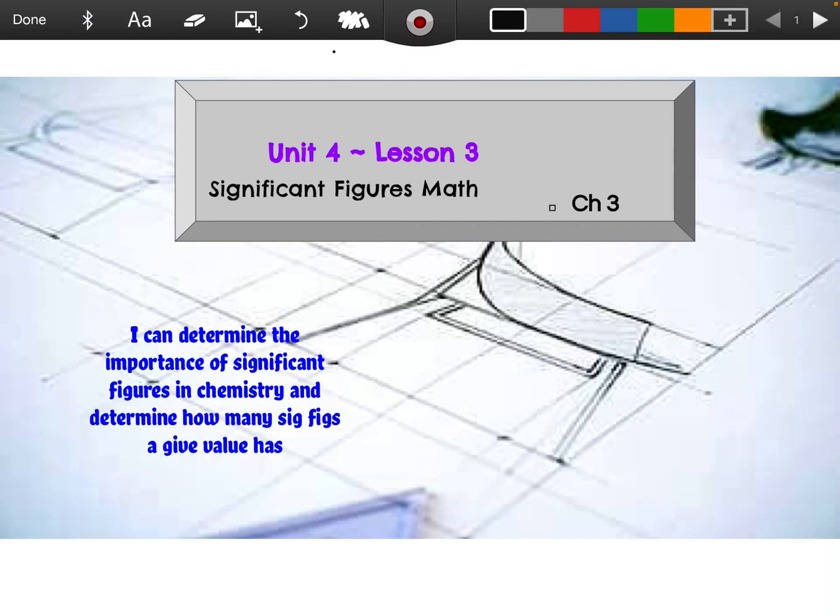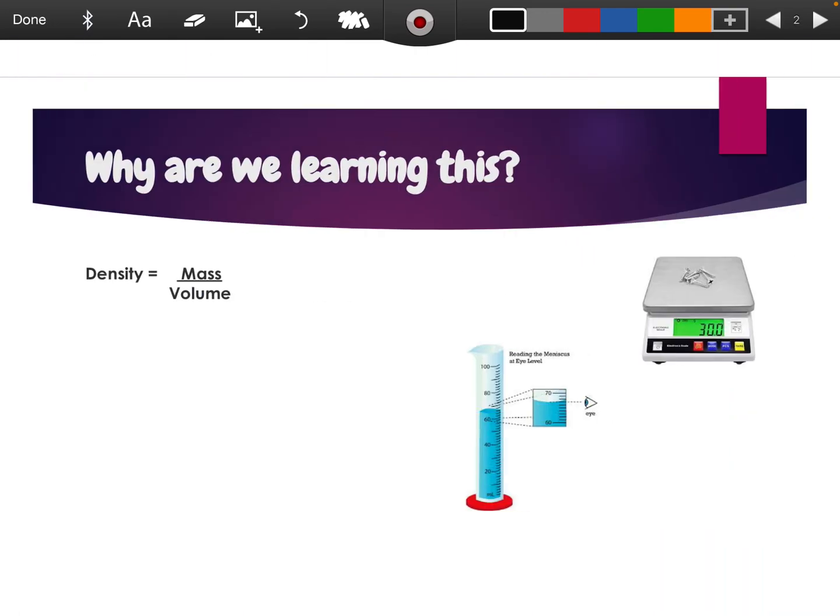The notes for Unit 4, Lesson 3 cover sig fig math. When you are doing certain calculations, you have to pay attention to how many sig figs each of the measurements are that go into the calculation and round your answer appropriately. So make sure you have your notes packet. Also make sure you have a calculator because we'll be doing some calculating. All right, here we go.